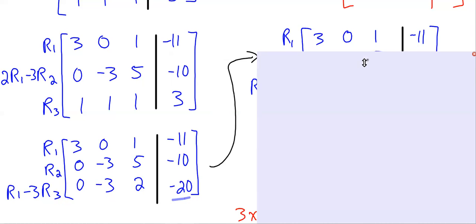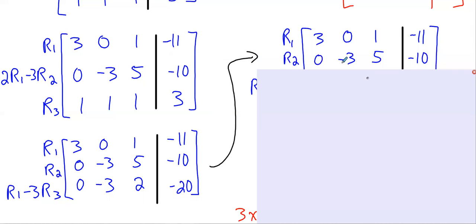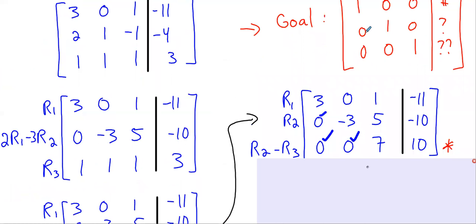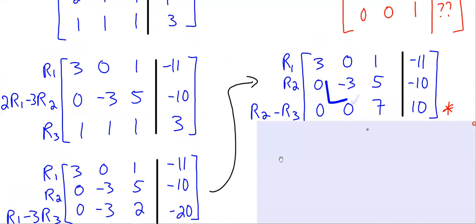So I'm going to leave row 1 alone. Row 2 has the 0 where I want it to be. Row 3 has the 0 where I want it to be, but I want another 0 here. Okay, so again, remember what this goal is. I want to try and get these little zeros down in here and eventually, hopefully, get some zeros up here. Although it's better to work with the bottom sections here.